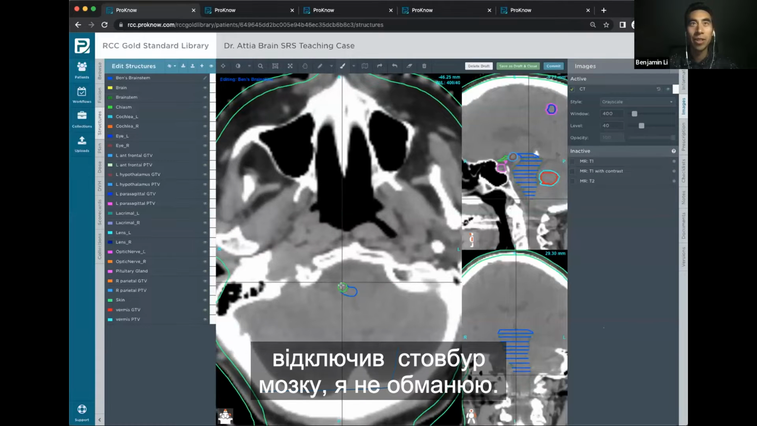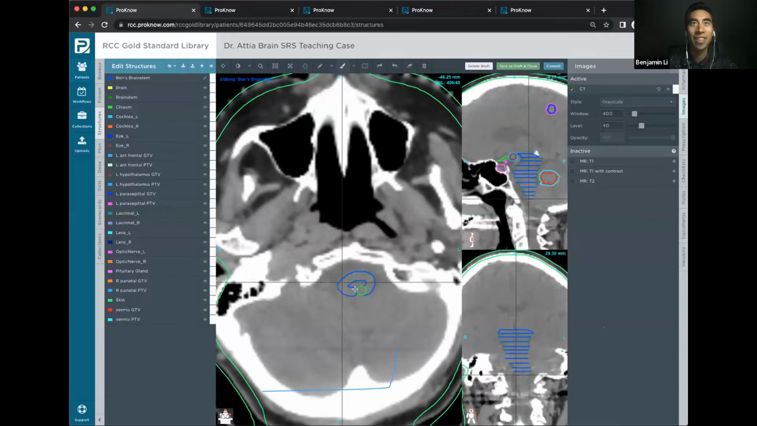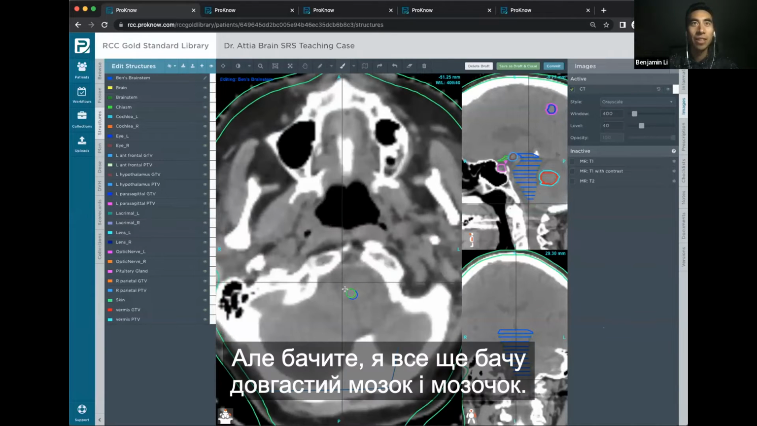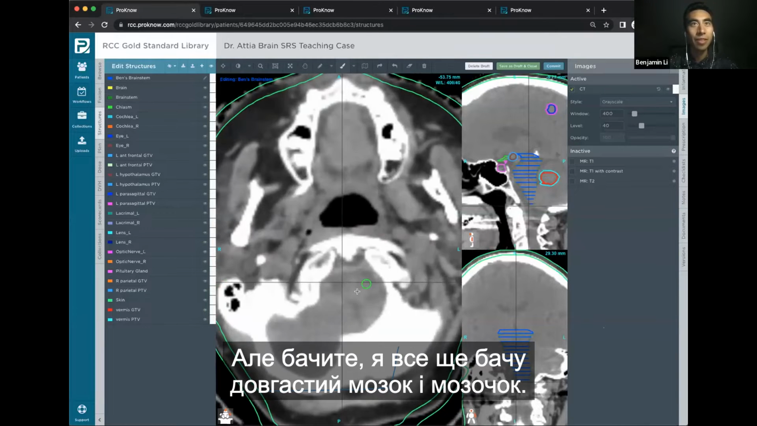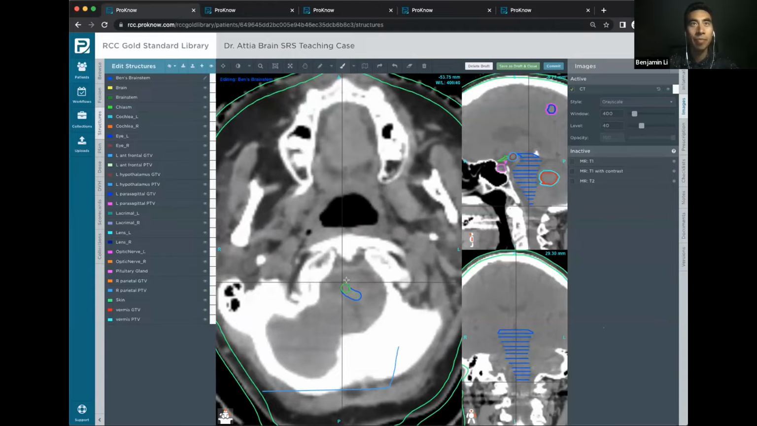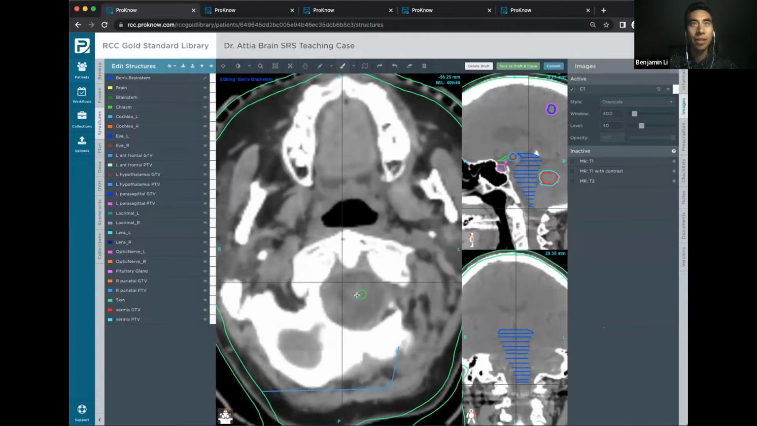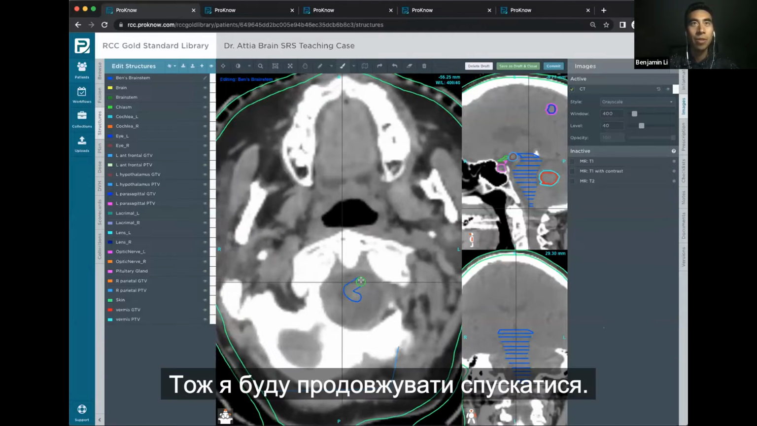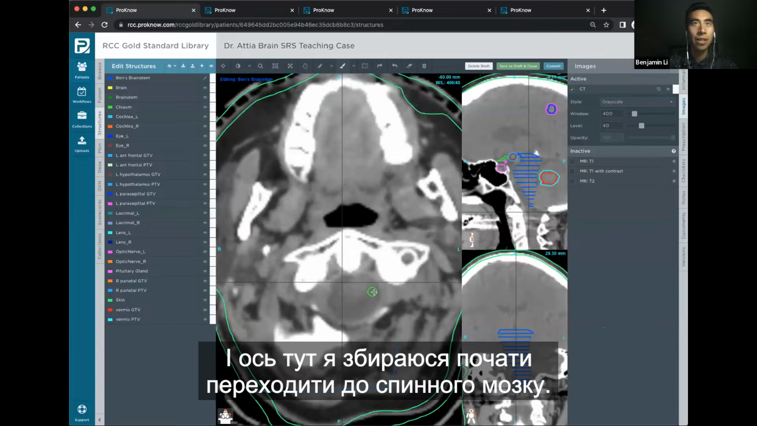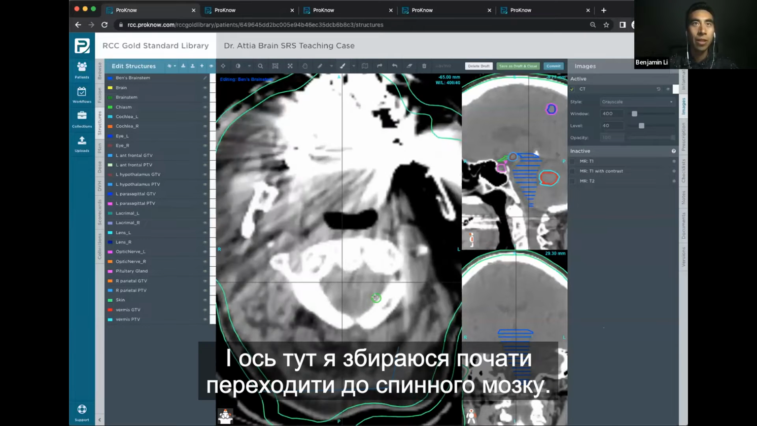So I've turned off the other brainstem, so I'm not cheating. But you see here, I'm still seeing the medulla, the cerebellum. So I'll keep going down, and then here's where I'm going to start getting to the spinal cord.